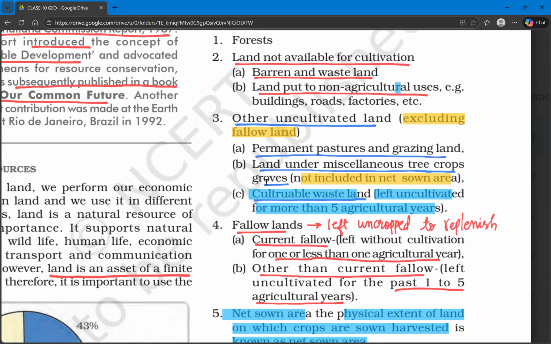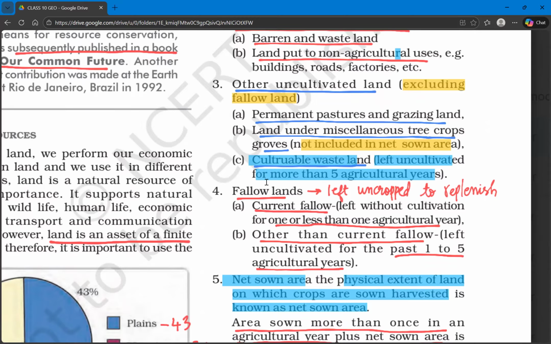And also culturable wasteland. So here the spelling is wrong. C-U-L-T-U-R-A-B-L-E. Culturable wasteland means the land which is left uncultivated for more than 5 agricultural years. So it's like for more than 5 agricultural years, you haven't sown anything, you haven't harvested anything, it was left uncultivated. So that is called culturable wasteland. This is the third point. So 3 are included, that is permanent pastures and grazing land, and miscellaneous tree crop groves, and culturable wasteland, which means it has been uncultivated for more than 5 agricultural years.